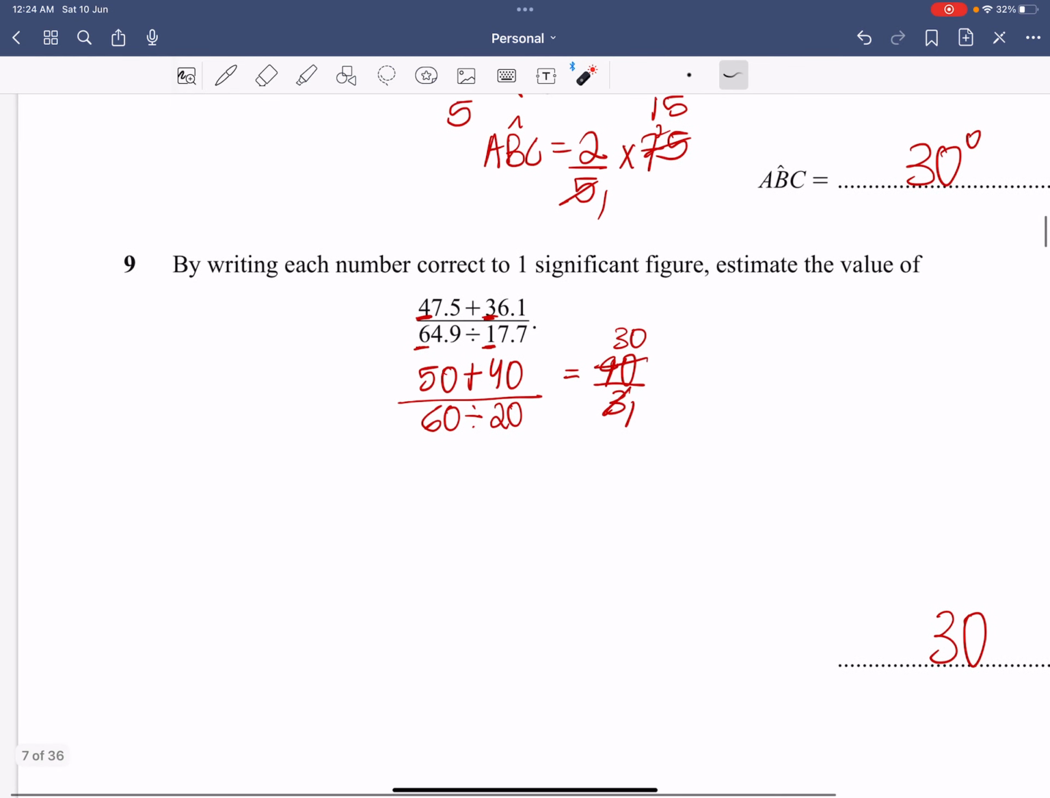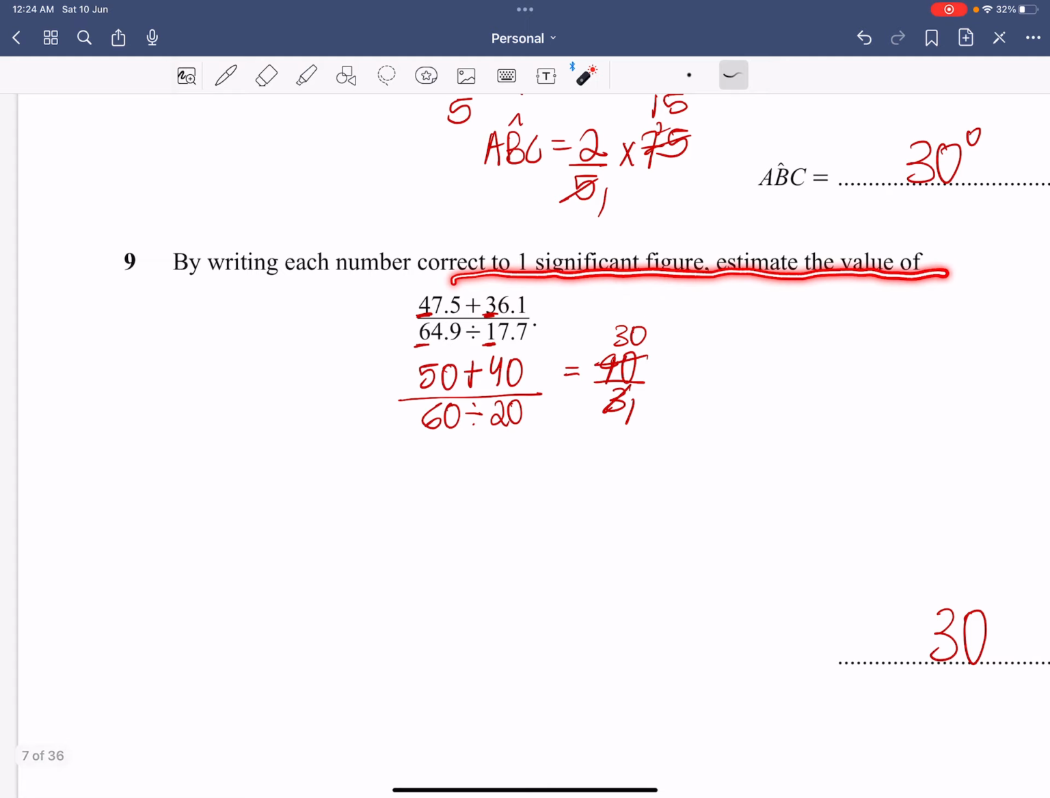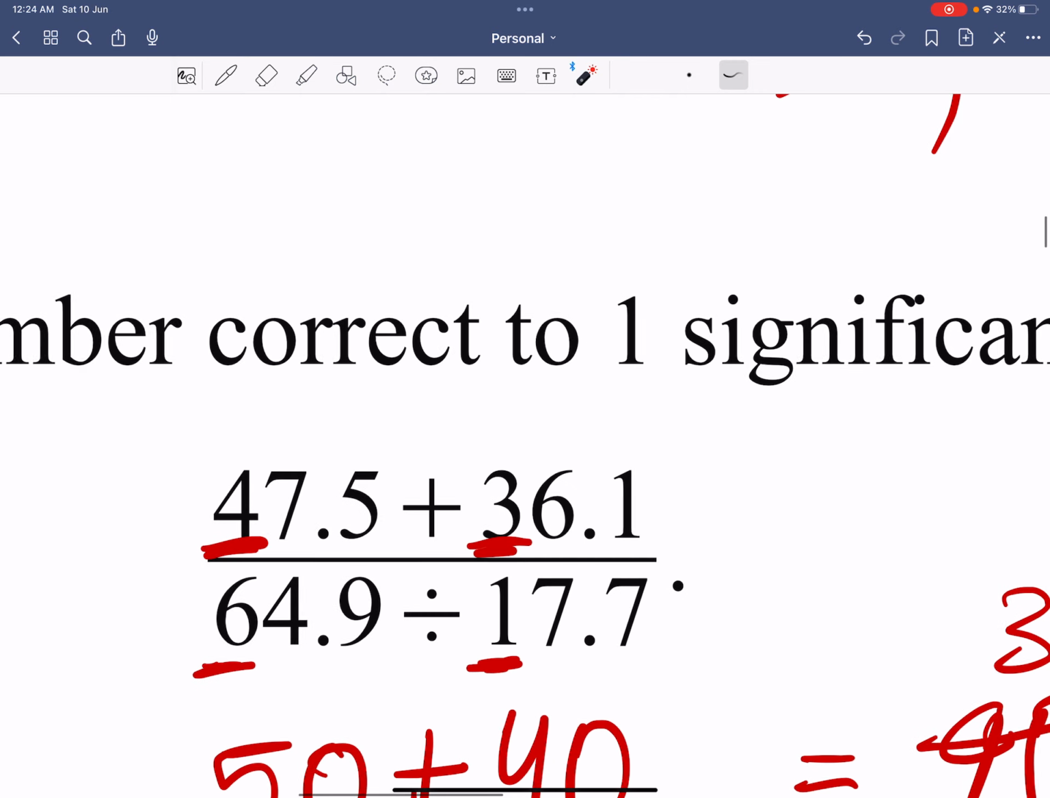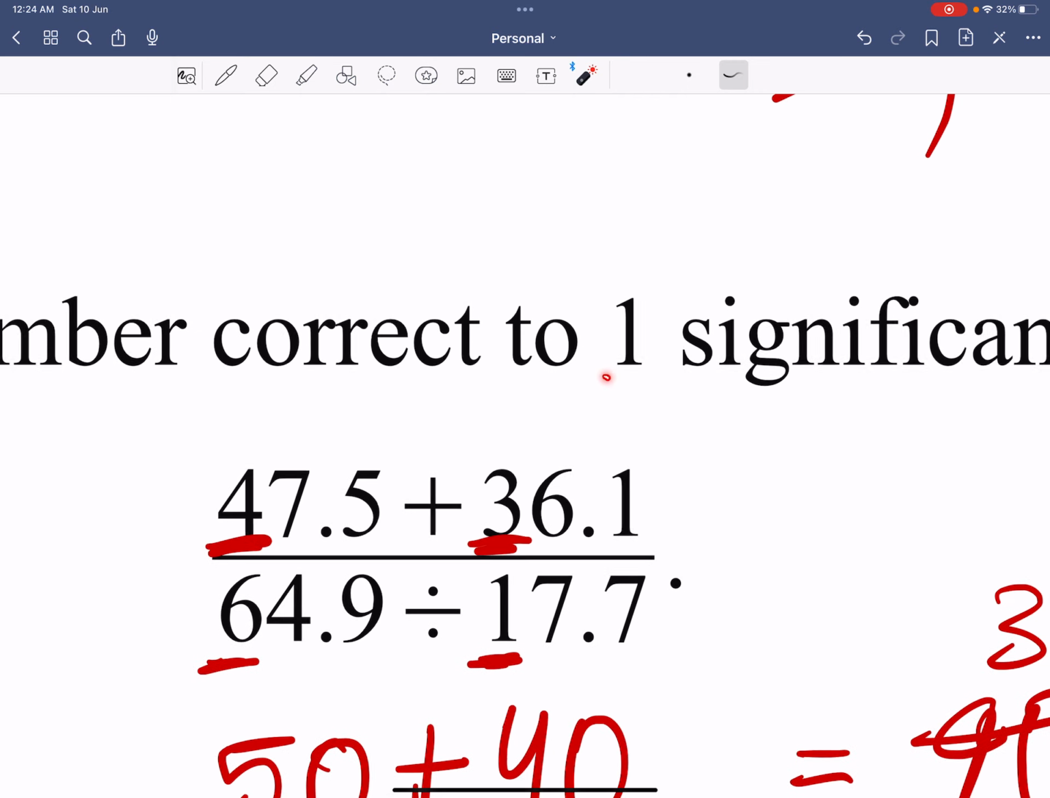Now, by writing each number correct to one significant figure, estimate the value of this. Whenever you face these types of questions, as I have marked here, if they have said one significant figure, you will look at the digit one more than that.